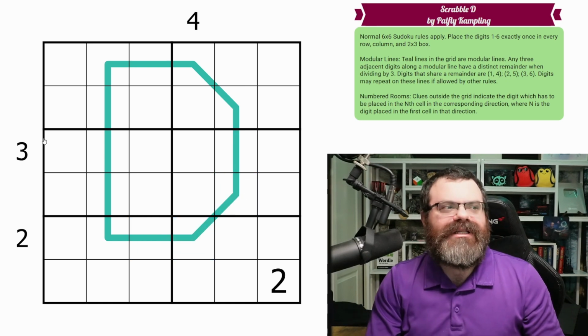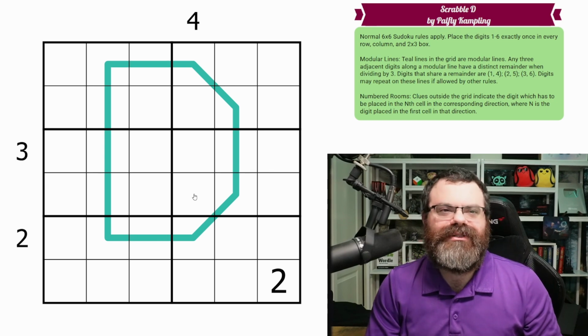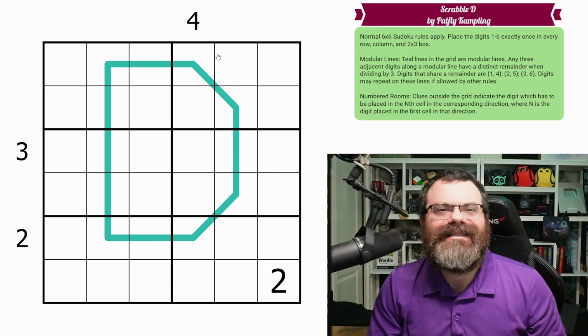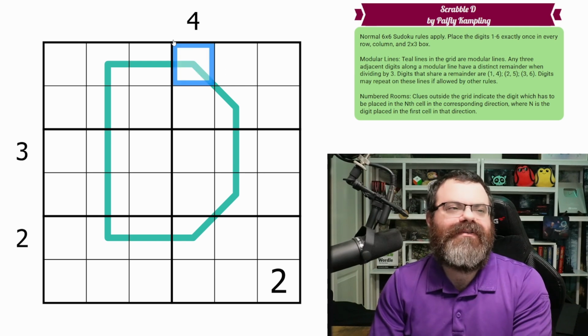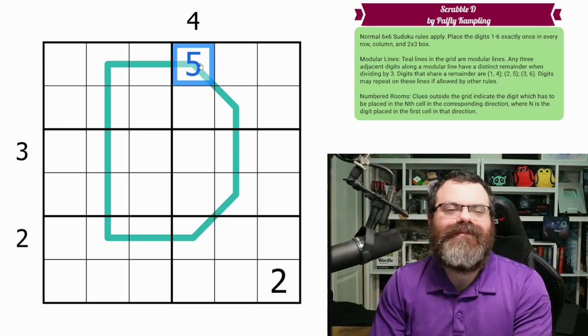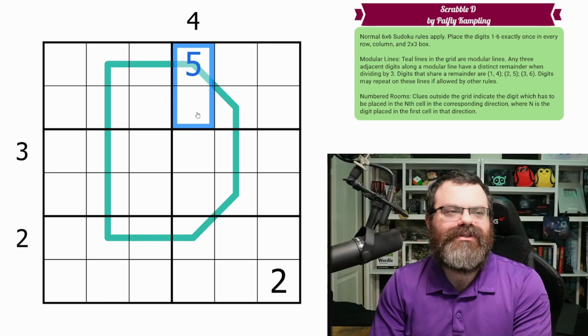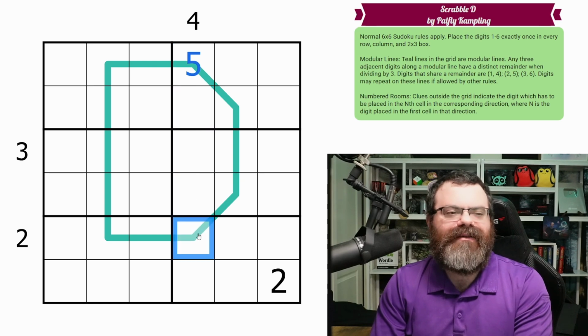All right, we also have clues outside the grid. These are numbered room clues. So the clue outside the grid indicates the digit which has to be placed in the nth cell in the corresponding direction, where n is the digit placed in the first cell in that direction. So what does that mean? Well, whatever digit goes here, say we put a 5 here, we then count 5 in that direction, including itself. So 1, 2, 3, 4, 5. This 5th cell here needs to be the 4 because the clue was a 4.